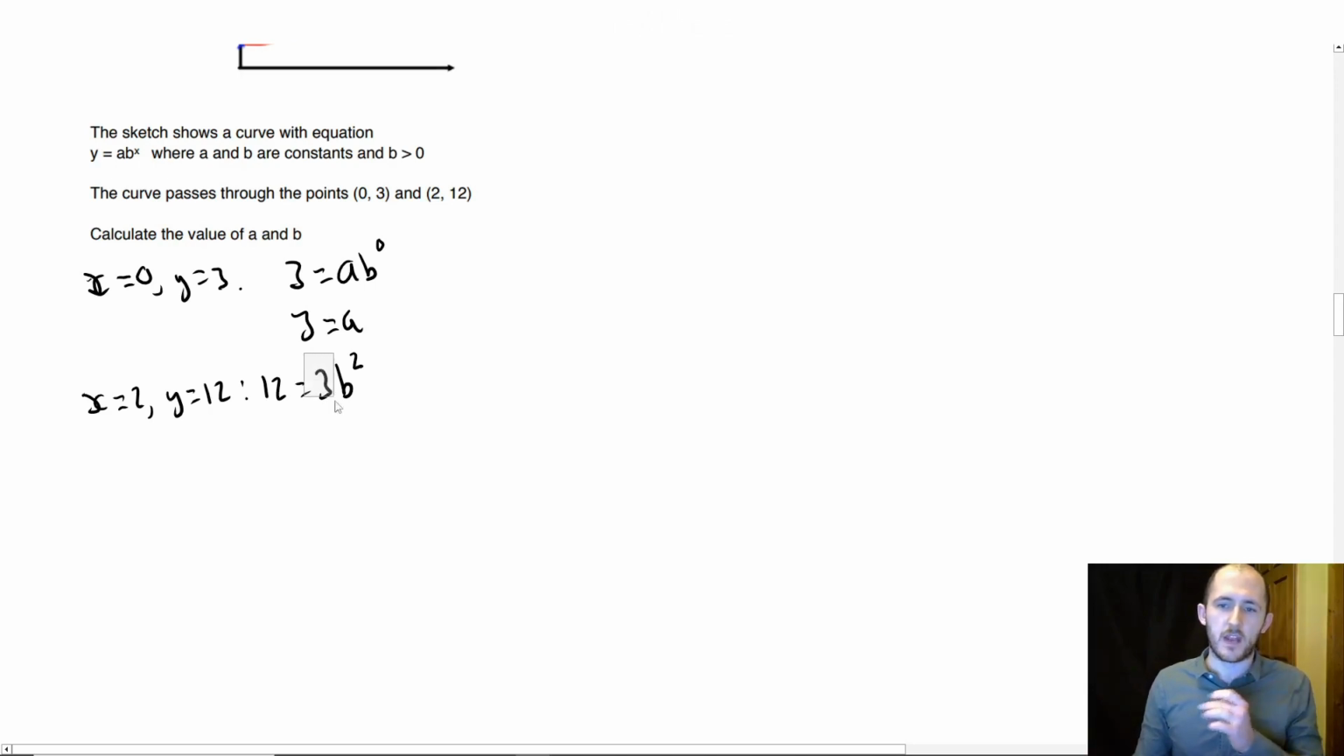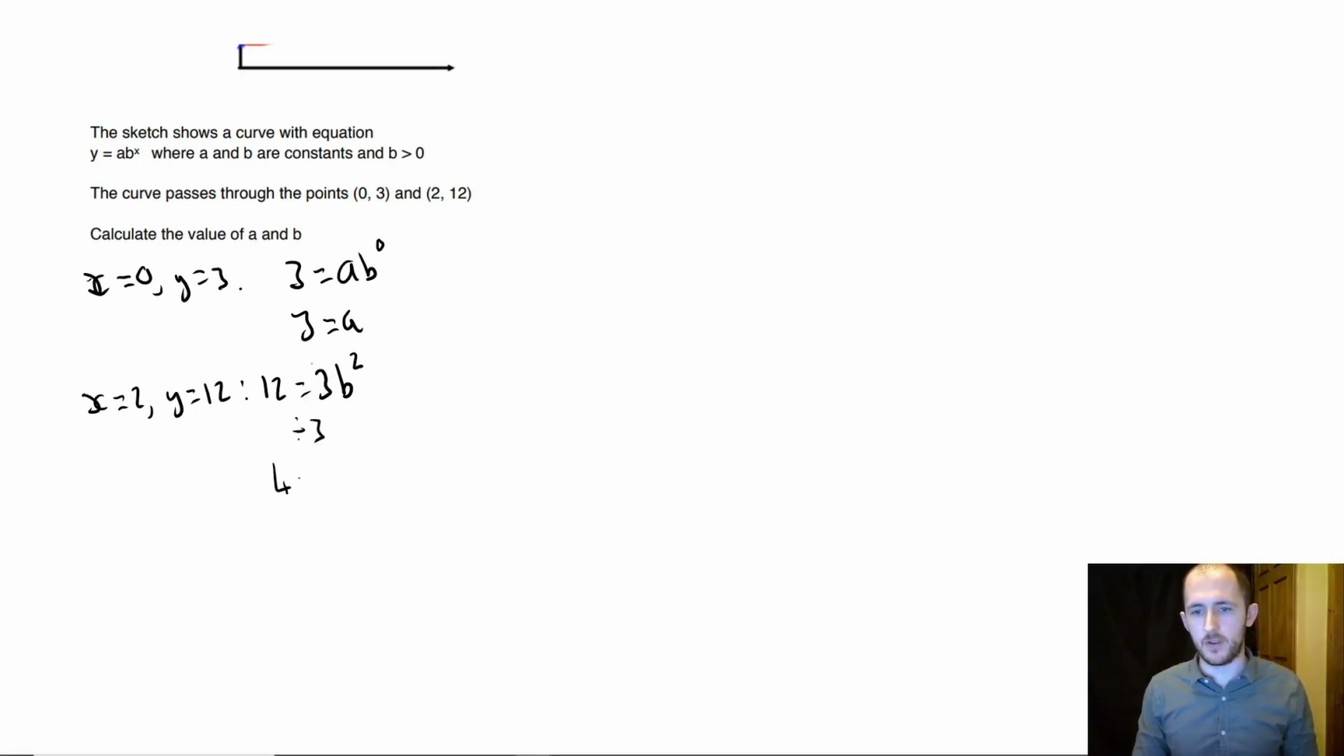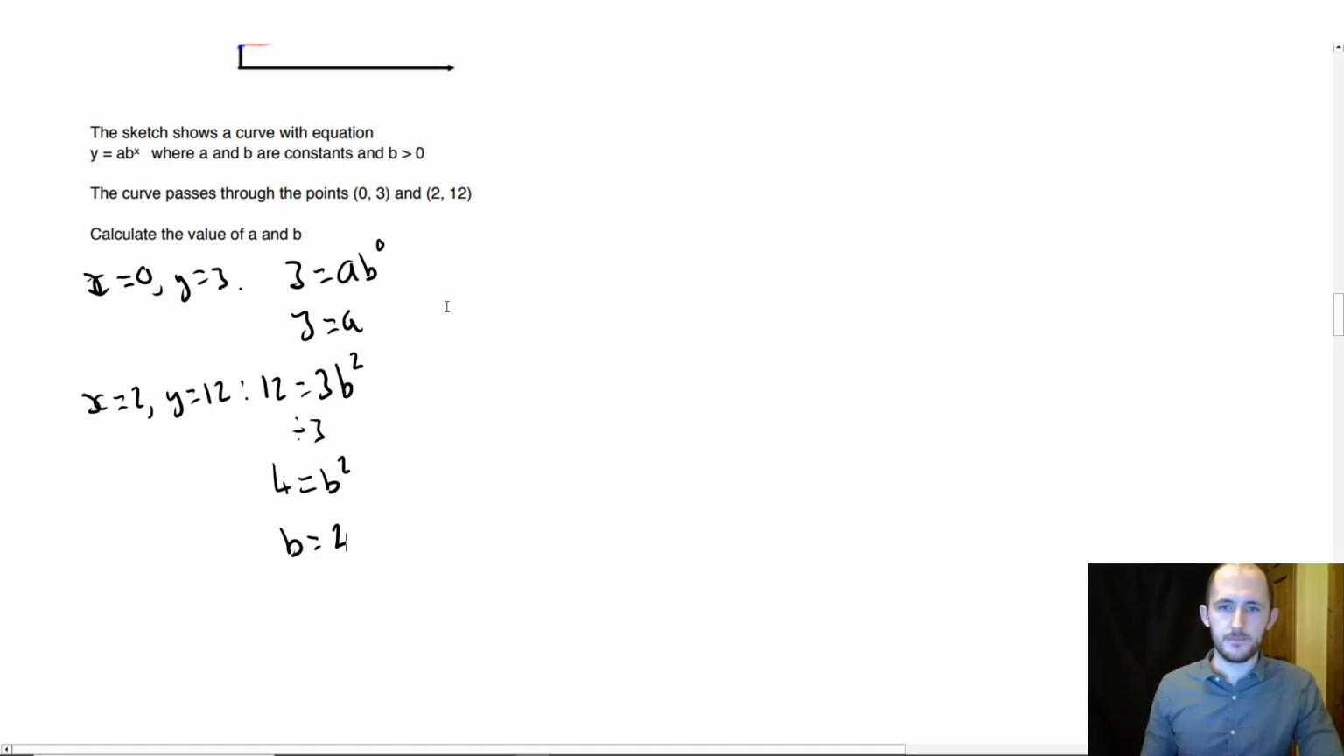I would always get rid of the number in front of the variable first. So divide both sides by 3, and you get 4 is equal to b squared. Square root it means you get b is equal to 2. Not too bad. Now, actually, let's go a little bit advanced. Just a tiny bit advanced.